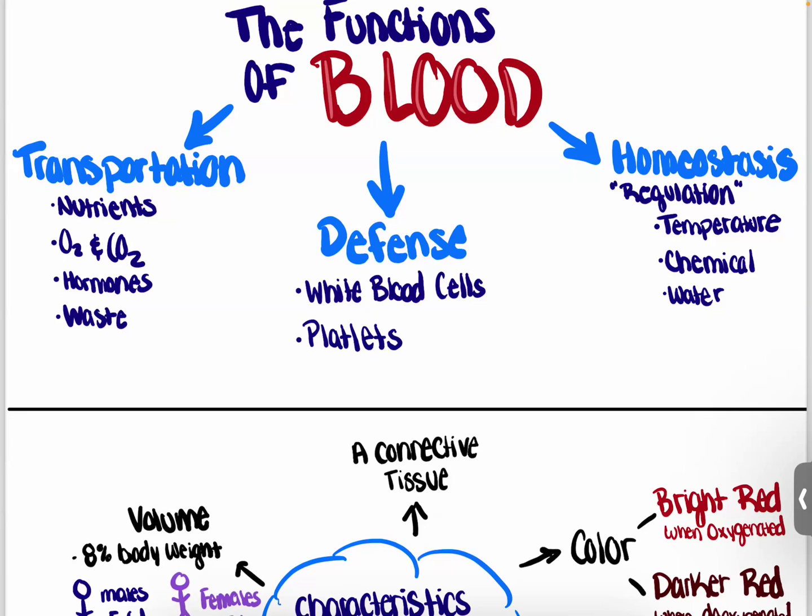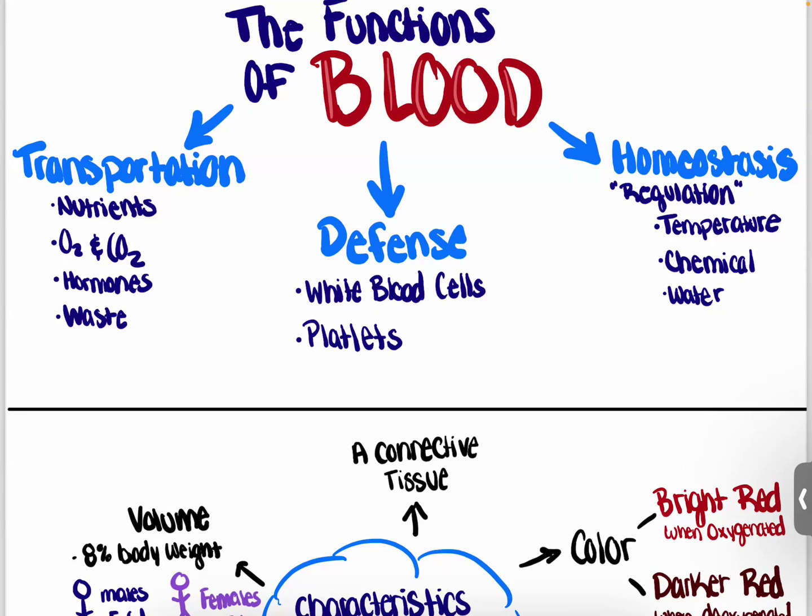For the function of homeostasis, this is the regulation of the body. Blood helps with temperature regulation. Depending on what the weather is outside, blood is directed towards the skin, especially on warm days, to release heat from within the body to help cool us down. And on colder days, blood is directed inward to conserve the heat that our body has.